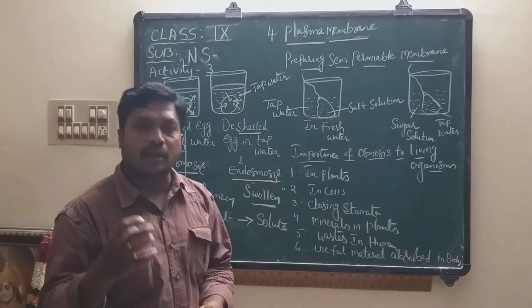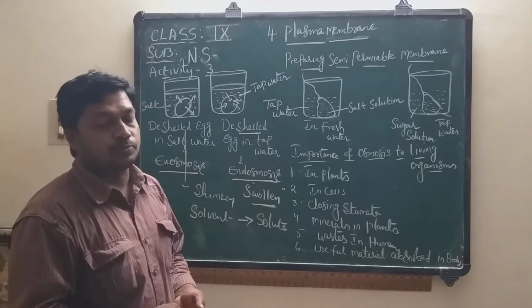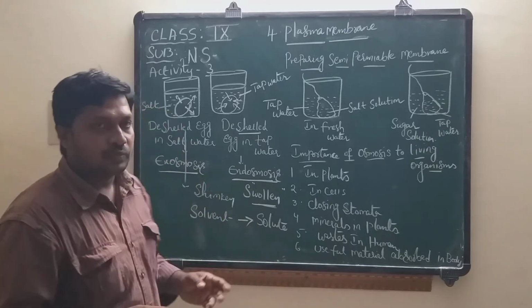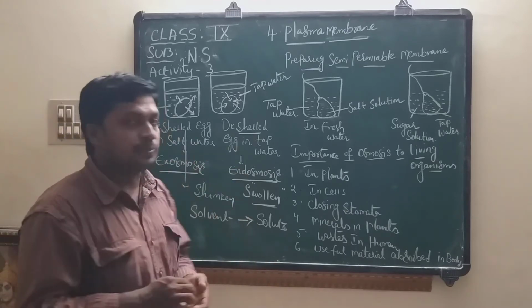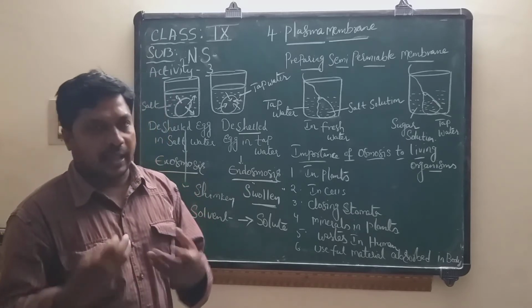This process is known as exosmosis and endosmosis. Exosmosis means water comes outside of the egg or cell. Endosmosis means water enters into the cell or egg.